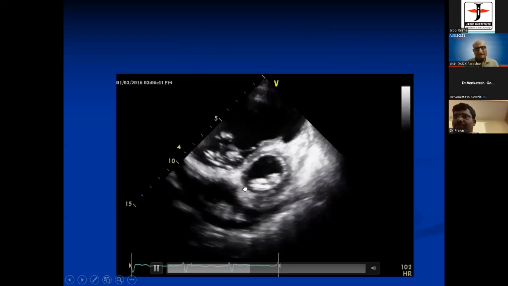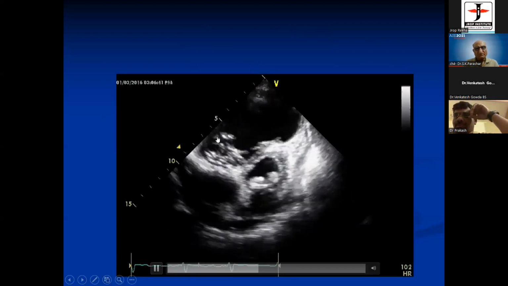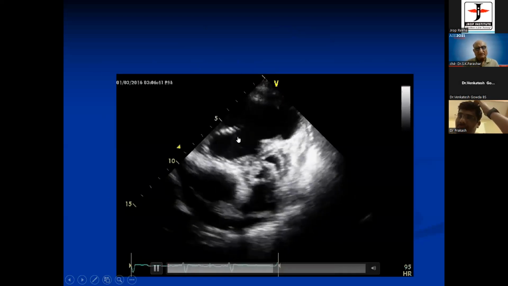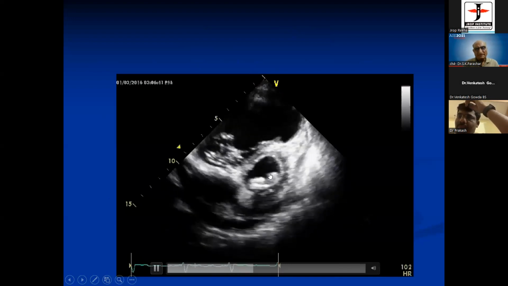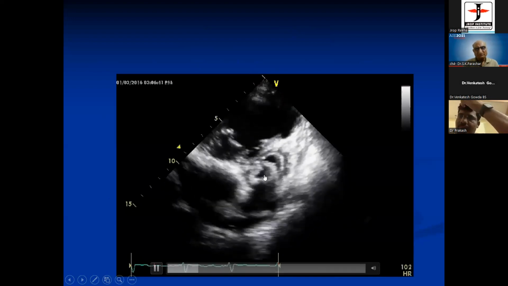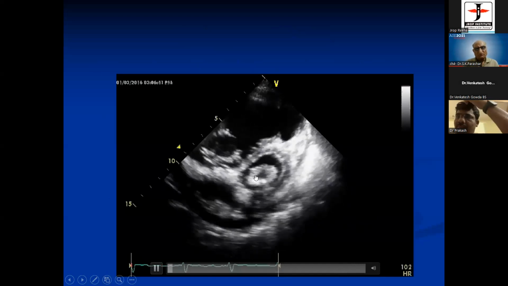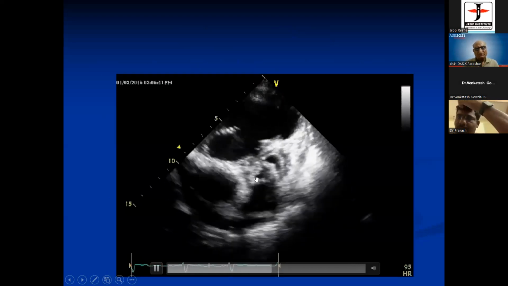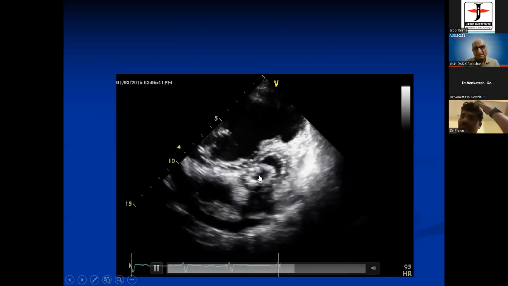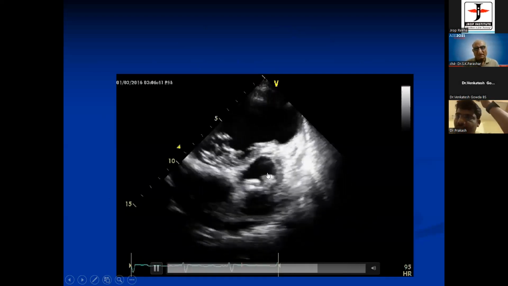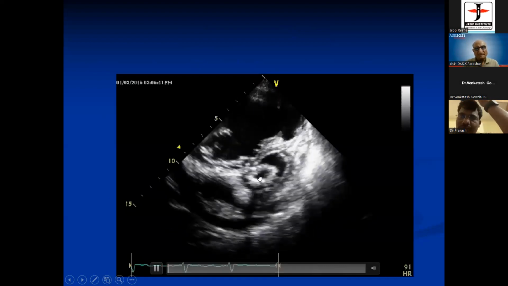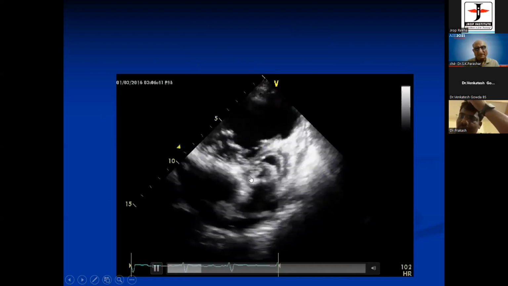So you see, this is the short axis view, modified. This is the left ventricle, this is the right ventricle, and you see these are the two commissures where the leaflets are fused together. So we always write in our report whether the commissures are fused or open, because in a balloon dilatation, they split the commissures. So this is the mitral valve opening, and these are the commissures, medial and lateral.